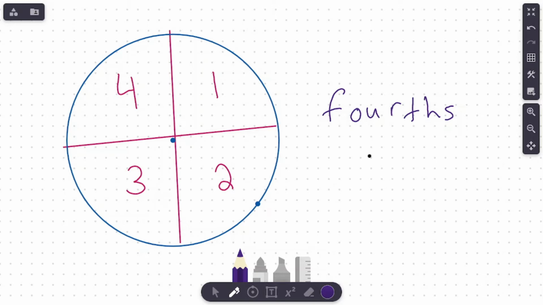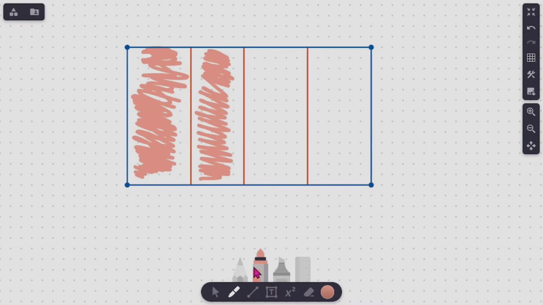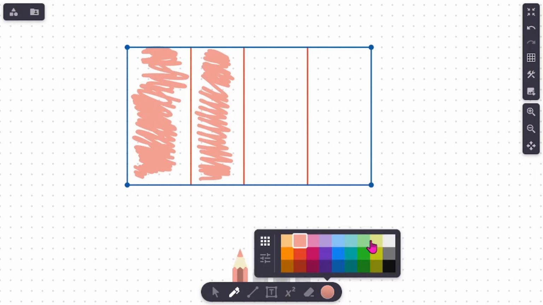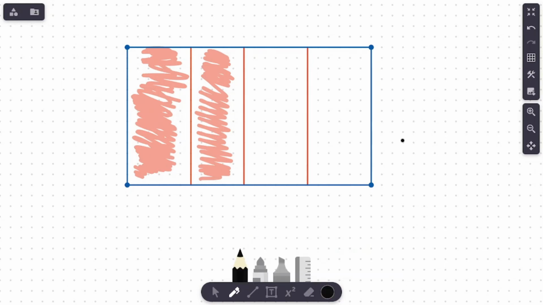And then I'm going to put a couple of examples up. What I'm going to do is put a figure and color part of it in. And I want you to tell me how many sections there are and how many of those sections are colored in. All right, so rewatch it and then we'll try this next part. I've got a problem up here on the screen. First thing I want you to do is just tell me how many sections are there. How many equal sections have I divided this rectangle into?